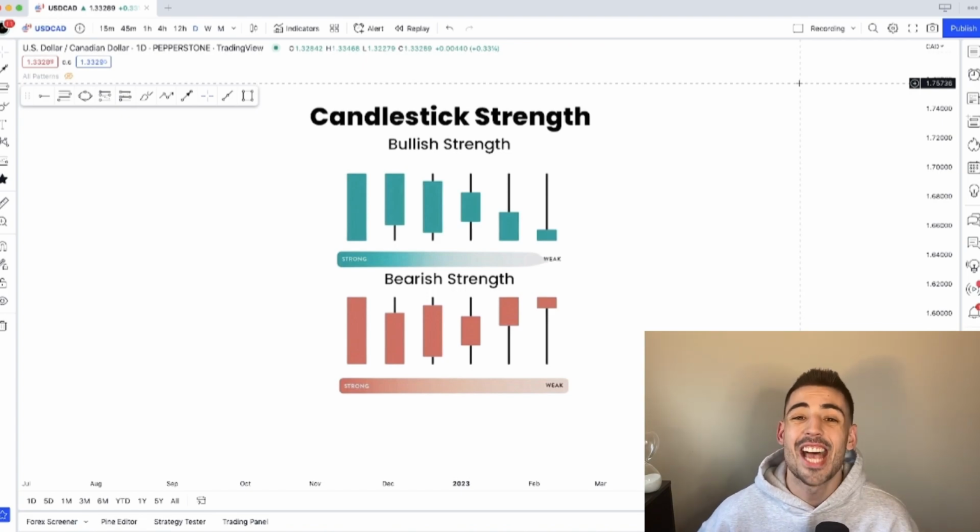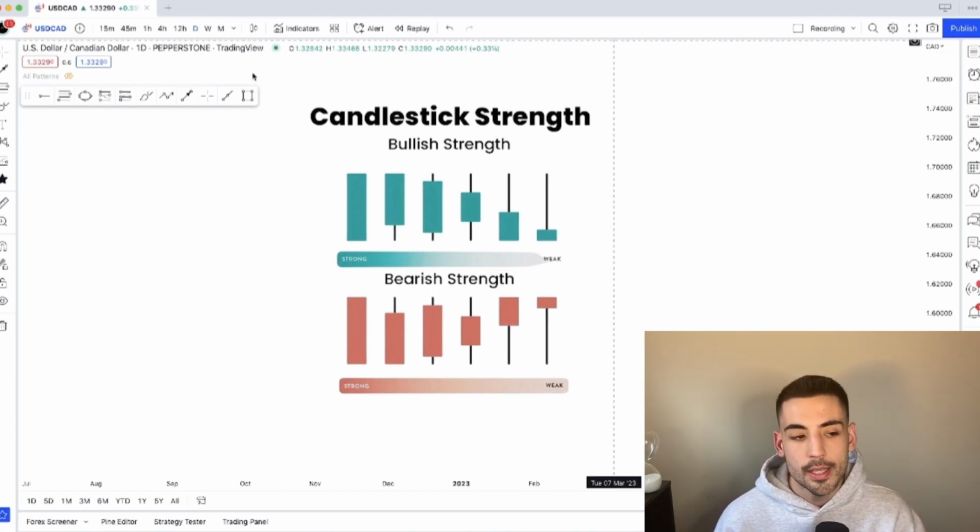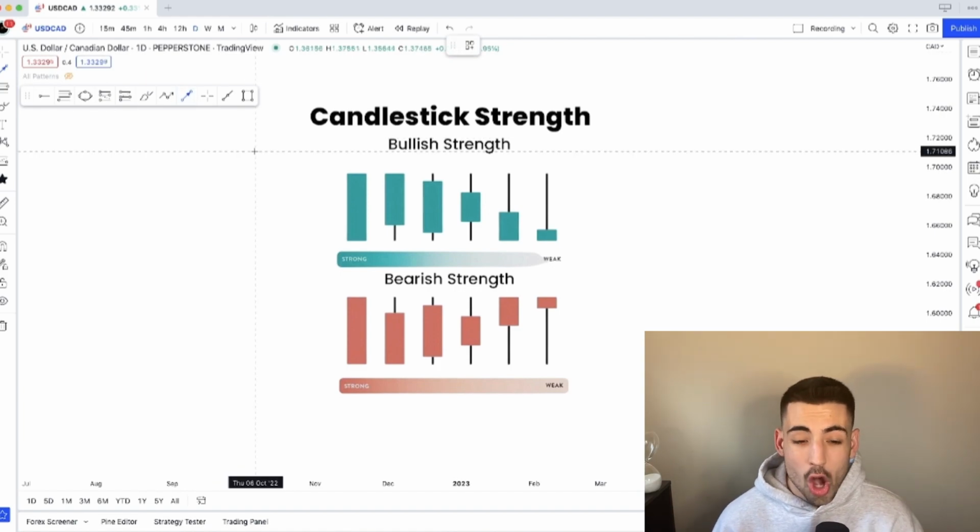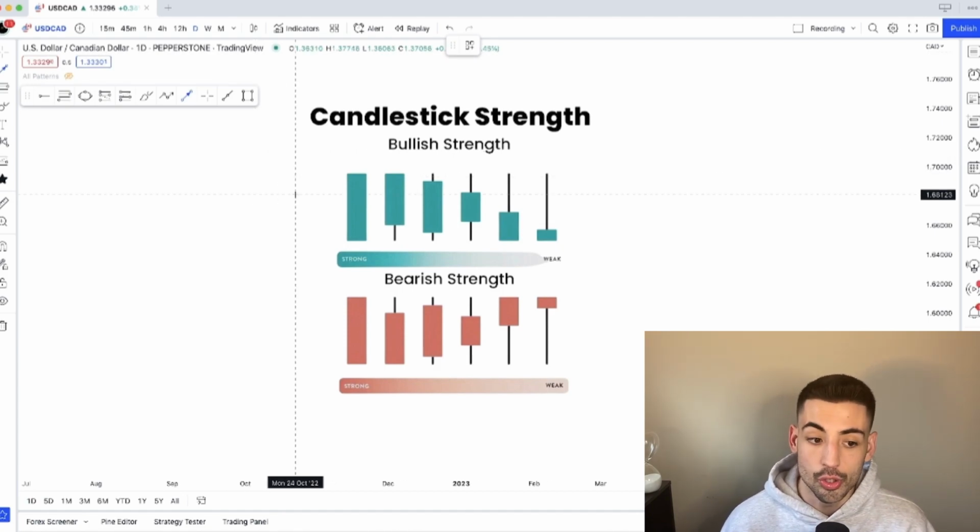The first is the size of the real body. If we take a look at this diagram, we could see that the strongest candles, both bullish and bearish, have very large real bodies. The larger the real body, the more significant and stronger that candle is. So we want a really strong difference between the open and closing price.